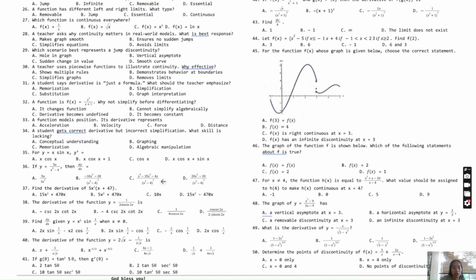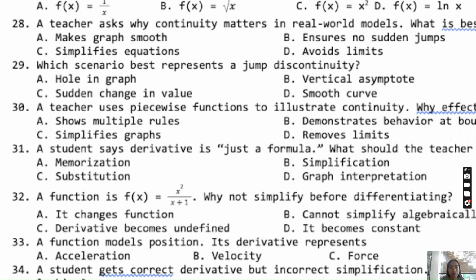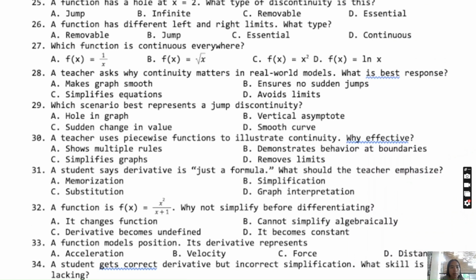So to proceed to number 25, let me zoom it first. Okay, number 25. Our question is, a function has a hole at x is equal to 2. What type of discontinuity is this? So the answer is removable, which is letter C. Because this type of discontinuity can be removed by defining the function properly. So the answer is letter C.